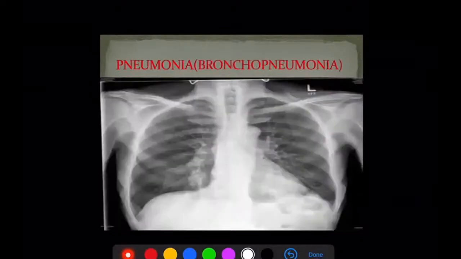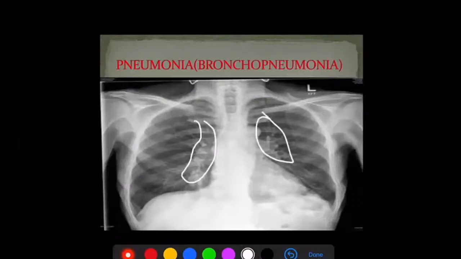And here you can see the involvement of the bronchus or the sacs here. This is bronchopneumonia.